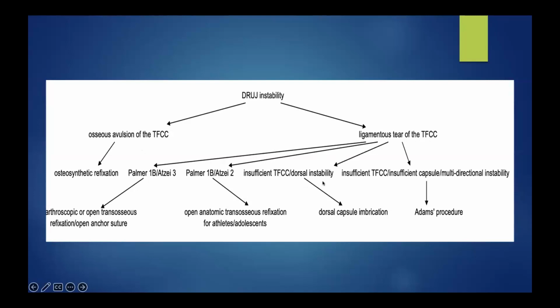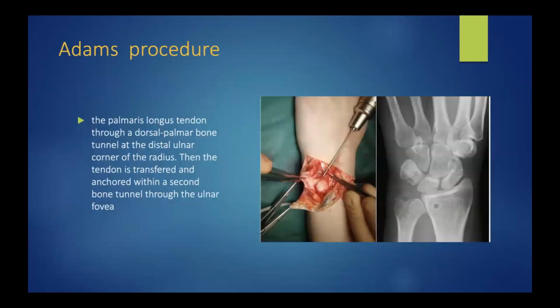And if the TFCC is insufficient with dorsal instability, use a dorsal capsular imbrication. And if there is multidirectional instability with insufficient capsule and sufficient TFCC, we use an Adams procedure. So Adams procedure is nothing but using a palmaris longus tendon through a dorsal-palmar bone drill hole at the ulnar side of the distal radius, and again getting the palmaris longus tendon through this, and fixing it at the ulnar side at the fovea with an interference screw.